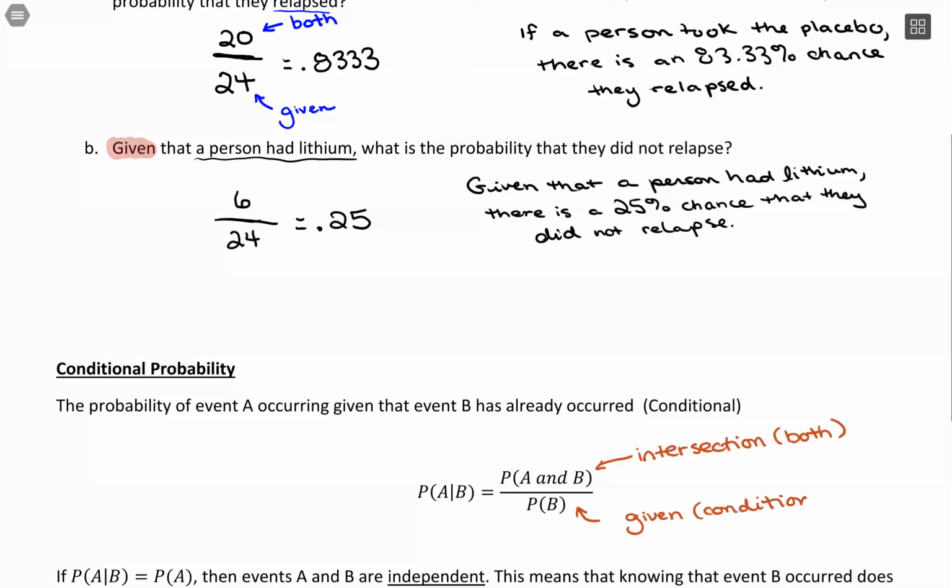So for notation, on the left-hand side here, this is notation that we use for conditional probabilities. How we read this is the probability of event A given event B. So that line there could just be replaced by the word given. On the right-hand side, we're talking about our condition, what's already been given to us. And then on the left-hand side is what we're looking for.